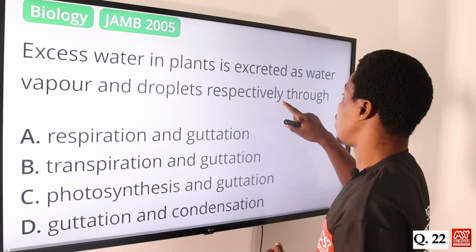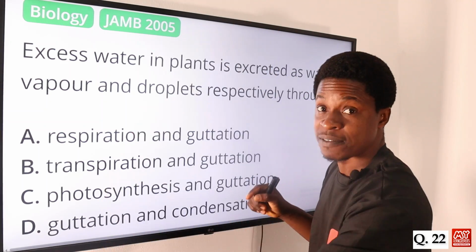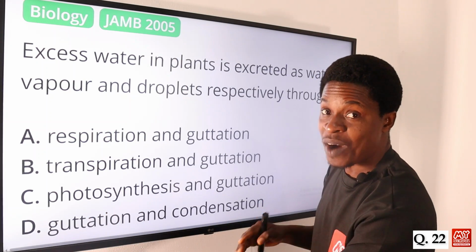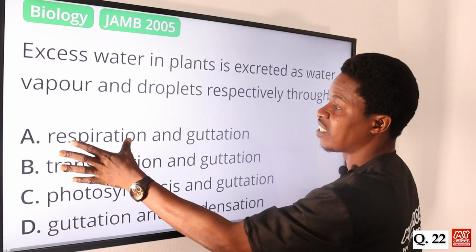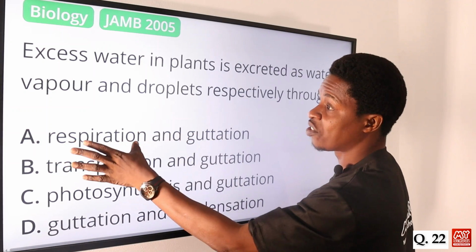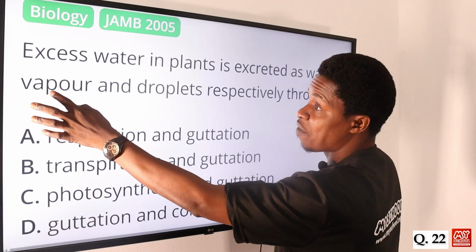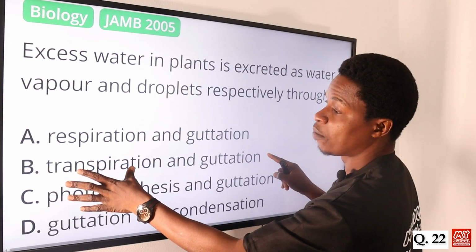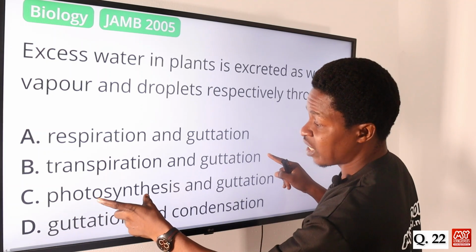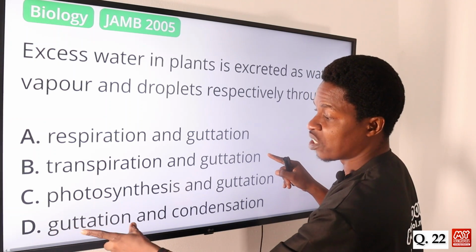It says respectively. So which means the first process must be what? Transpiration. Option A says respiration and guttation. Respiration, of course, it is not this water vapor, it is what? Transpiration. Option B says transpiration. Yes, we have this. More likely, option B. Let's look at option C. Photosynthesis is coming first. No. Option D, guttation is coming first.